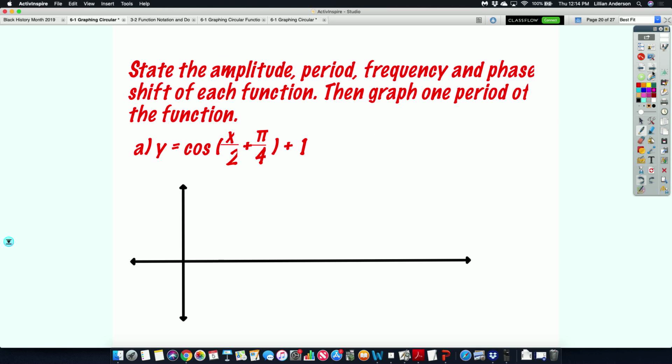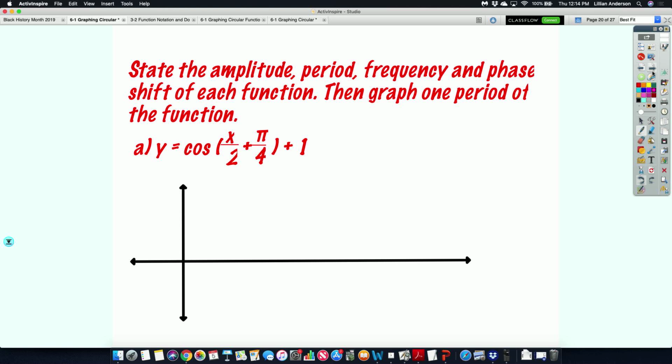But when you look at something like this, you either can factor out b and then try to figure out what the c is, or you can do negative c over b to get your phase shift. Okay? So there's a difference between all of these.